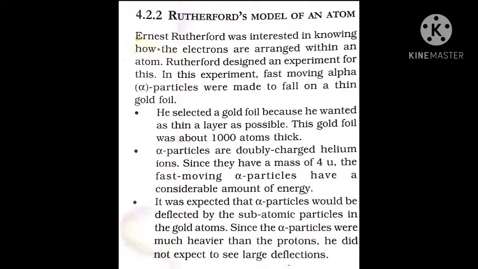Alpha particles are doubly charged helium ions since they have mass of 4u. The fast-moving alpha particles have a considerable amount of energy. Helium has atomic number 2, so 2 protons, and the mass number 4, so its atomic mass is 4u. It was expected that alpha particles would be deflected by the subatomic particles in the gold atoms. Since the alpha particles were much heavier than the protons, he did not expect to see large deflections. Let us discuss the experiment.